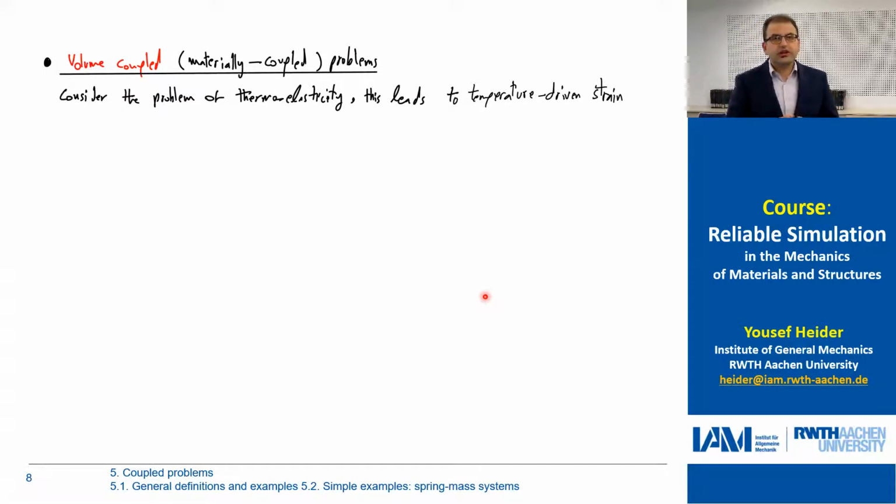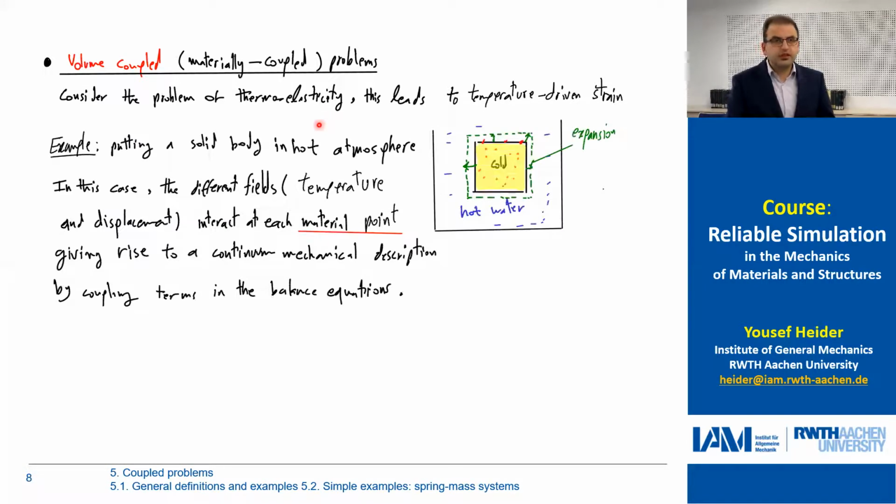In this case, we consider the problem of thermoelasticity. It's a typical example. And also, there are other problems from the field of porous media mechanics, where we have also at each material point interacting pressure, or interacting pore fluid and solid skeleton. And then you have the pressure as an interacting or coupling variable. Thermoelasticity is also another example.